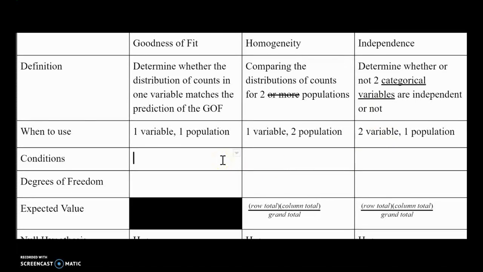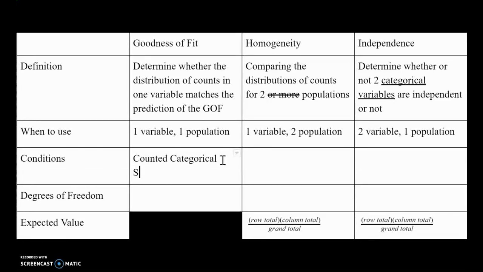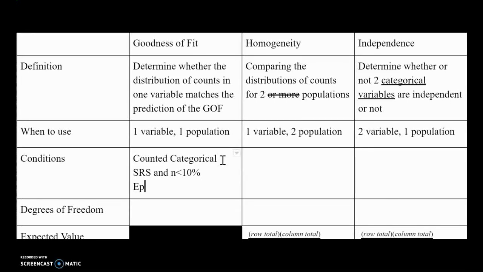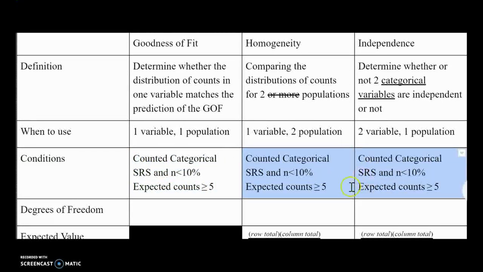Now the conditions are the same for all three of these. This is counted, categorical, SRS, and N is less than 10%, and your expected counts are greater than or equal to 5. We've seen this SRS and N multiple times already. Now I'm going to copy this so you guys get a better understanding.